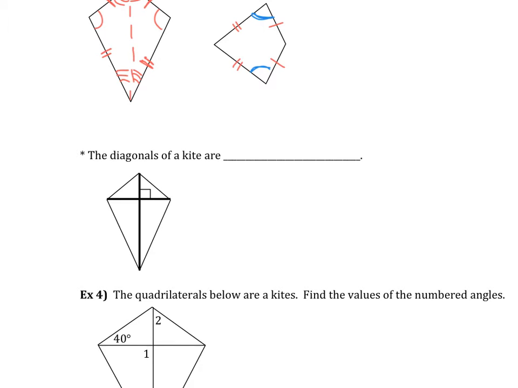Okay, next theorem. This one is a lot like rhombuses. It's exactly like rhombuses in this theorem. It says the diagonals of a kite are perpendicular. Okay, so every single kite will have 90-degree angles for those four angles in the middle, every time. It cannot be anything different.